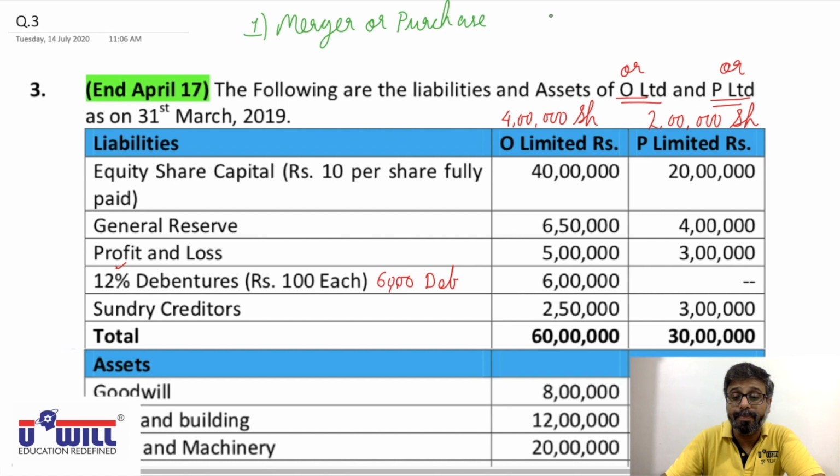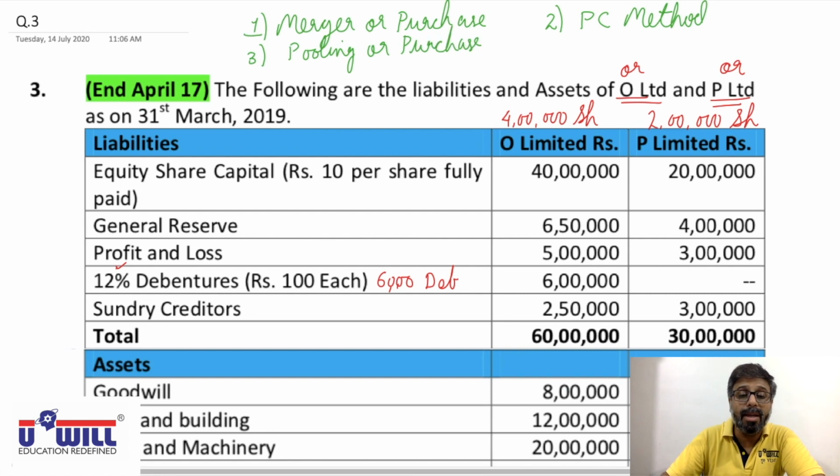Second, method of purchase consideration. Is it lump sum method, or is it net payment method, or is it net asset method? And third, based on merger or purchase, the accounting method, will it be pooling of interest method or purchase method of accounting? Of course, if it is merger, then it will be pooling of interest method, and if it is purchase, then it will be purchase method of accounting. Every question, first identify these three things, then only start with the solution.